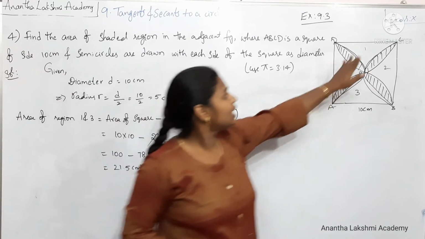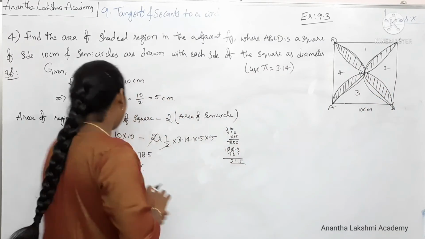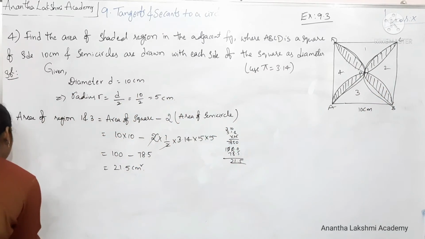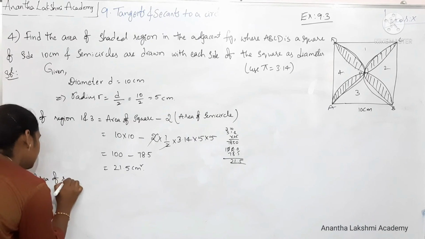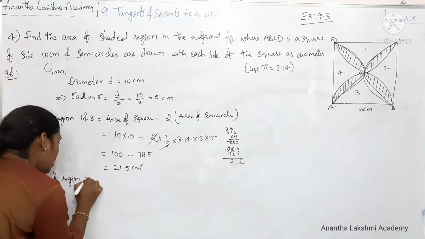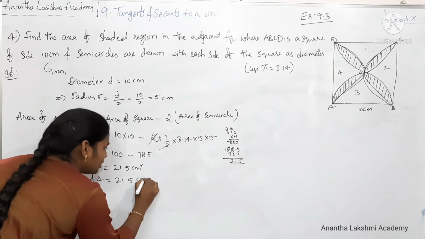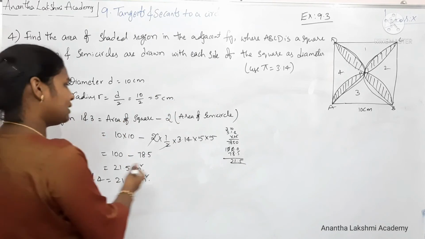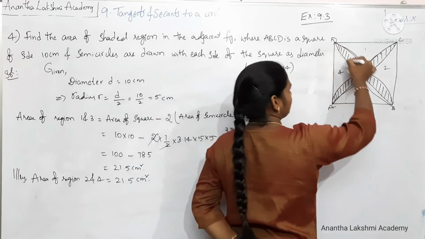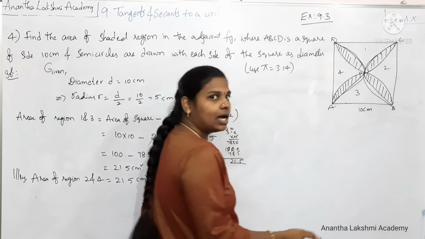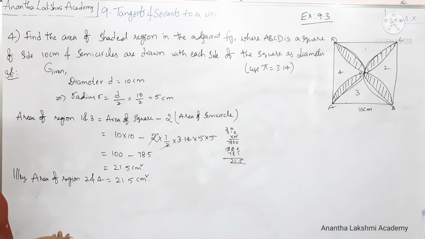What did we figure out? The area of 1 and 3 alone. Likewise, since we are dealing with a square, similarly the area of regions 2 and 4 will also be equal to 21.5 square centimeters. If you want, you can evaluate this: the same area of the square minus the semicircles COD and AOB. That also you can do. You will get the same thing. I have tried it and I am just writing it like that.